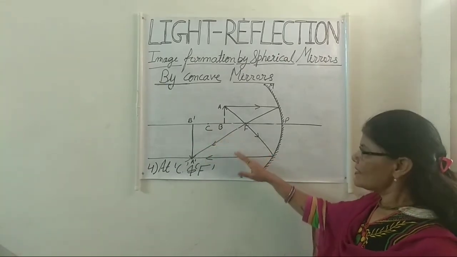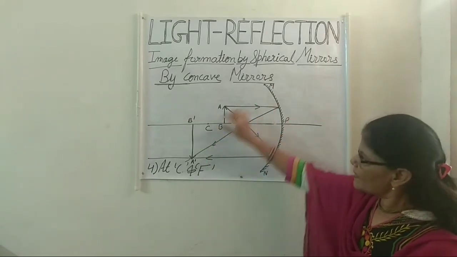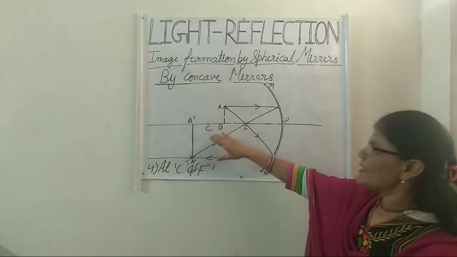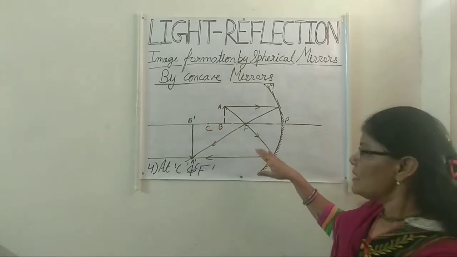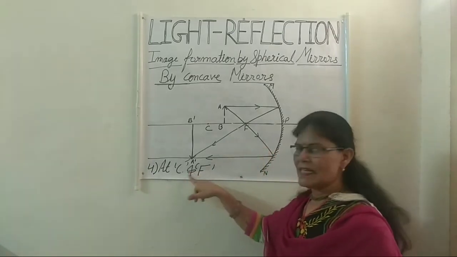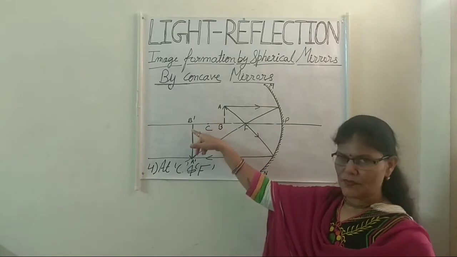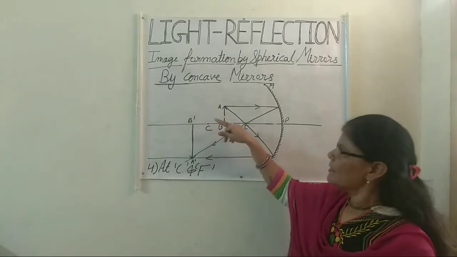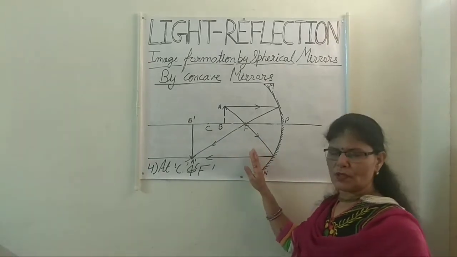Why is it real? Because it is on the same side of the mirror. It is inverted. Our object is erect, but the image is inverted. So the image is real, inverted and enlarged. Okay. So when the object is between C and F, image formation is beyond C. It is real, inverted and enlarged. This is about the fourth case.